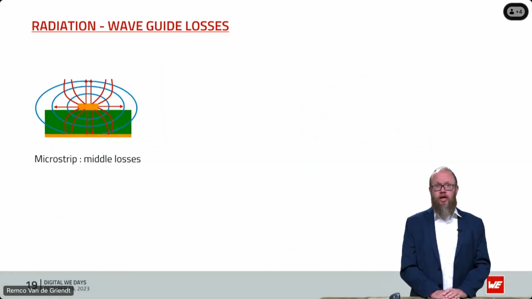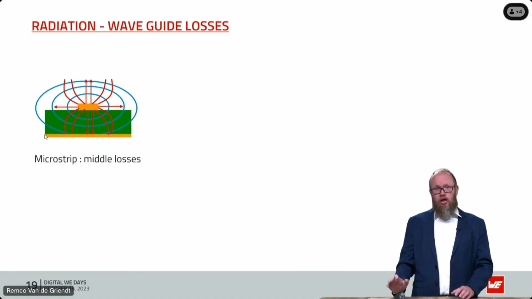Radiation, waveguide losses. Microstrip has medium losses in that way. You really can see here that the electrical field, the red lines, are going outside, and the magnetic fields are going to be that way. So you have no coupling there. Only here you see that at the bottom side, because of the ground layer, it's more stay there and not going to be outside.